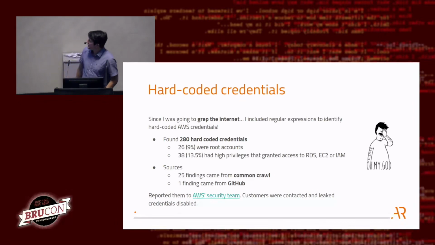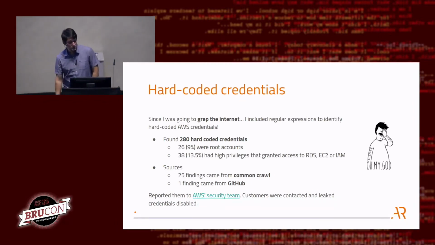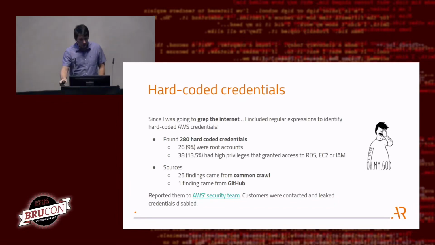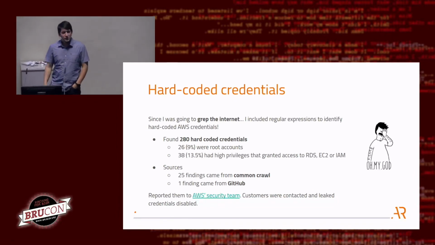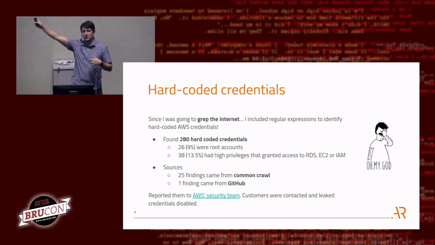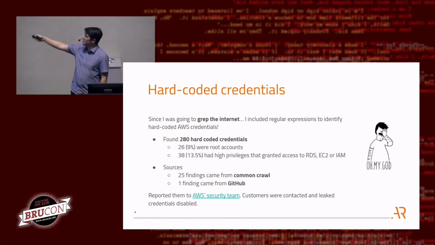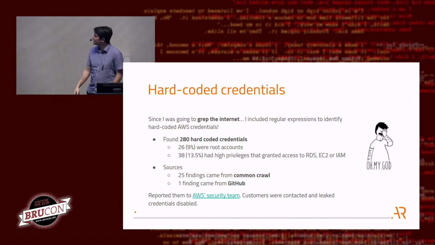I found 38 high-privileged accounts, also hard-coded in some HTML file somewhere on the internet. And most of these root accounts came from the Common Crawl. So if you ever want to get a root account, instead of going through the whole process of creating your account, use CC Lambda, do a grep, and you will most likely find root accounts there.